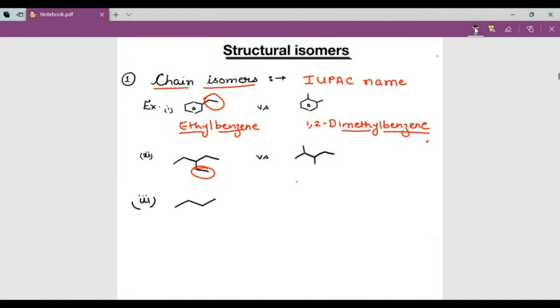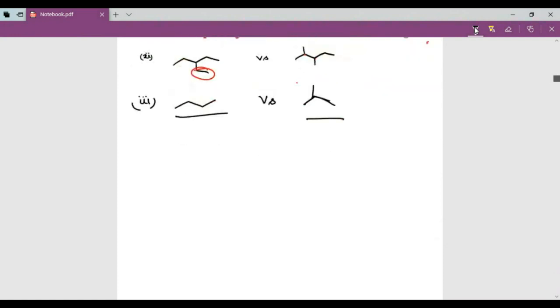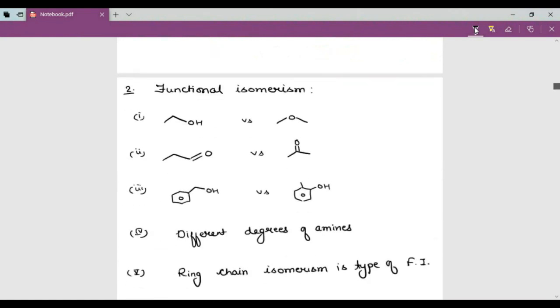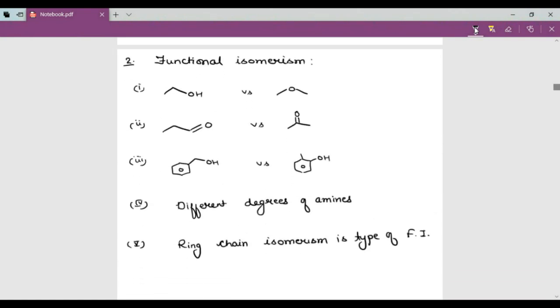If I take N-butane versus 2-methylpropane, then when you assign the name, this is butane, this is propane, so they are also chain isomers. So for chain isomers, we have to give the IUPAC name and check that the functional groups are the same. Then the next step is, is there a difference in the root word of the side chain or the parent chain in the two? Then they are chain isomers.